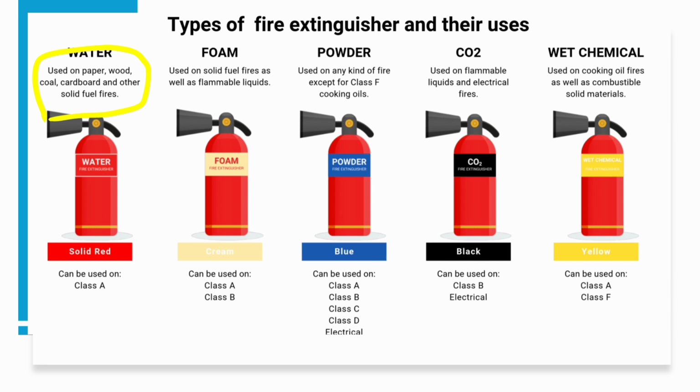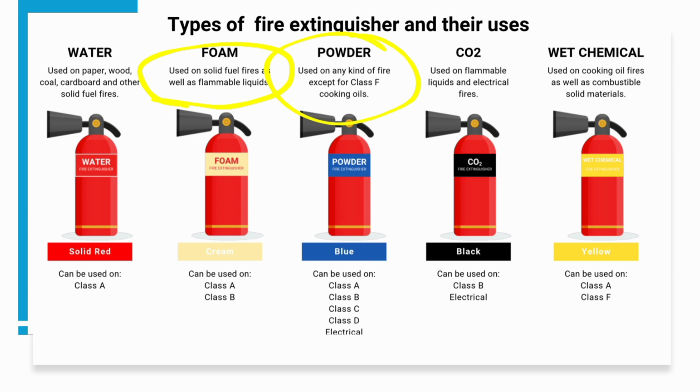For class A and B types of fire, we can use the foam type of fire extinguisher. So these are used on solid fuel fires as well as flammable liquids. Powder type fire extinguishers are used on any kind of fire except for class F, cooking oils.